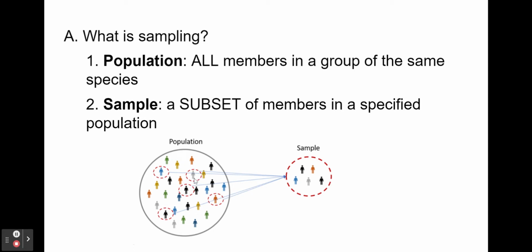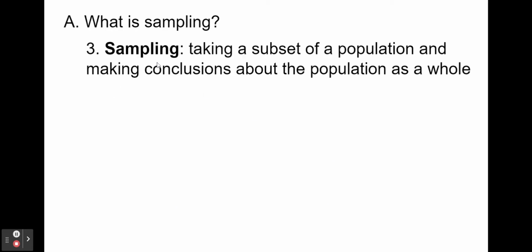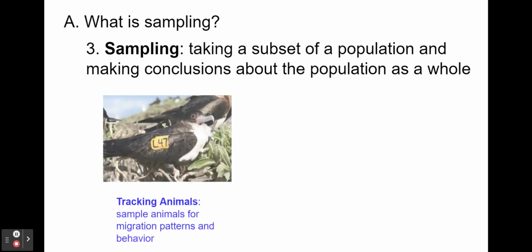So here's our population. We've taken out just a few. That's our sample. So detail 3, notice this is still within section A. Make sure this 3 is vertically aligned with the 1 and 2. Sampling is taking a subset of a population and making conclusions about the population as a whole. For example, when we track animals and we put tracking tags on just a few migratory birds and watch the patterns of how they migrate, we're inferring that their migration is pretty similar to the migration of the rest of the flock that we didn't tag.